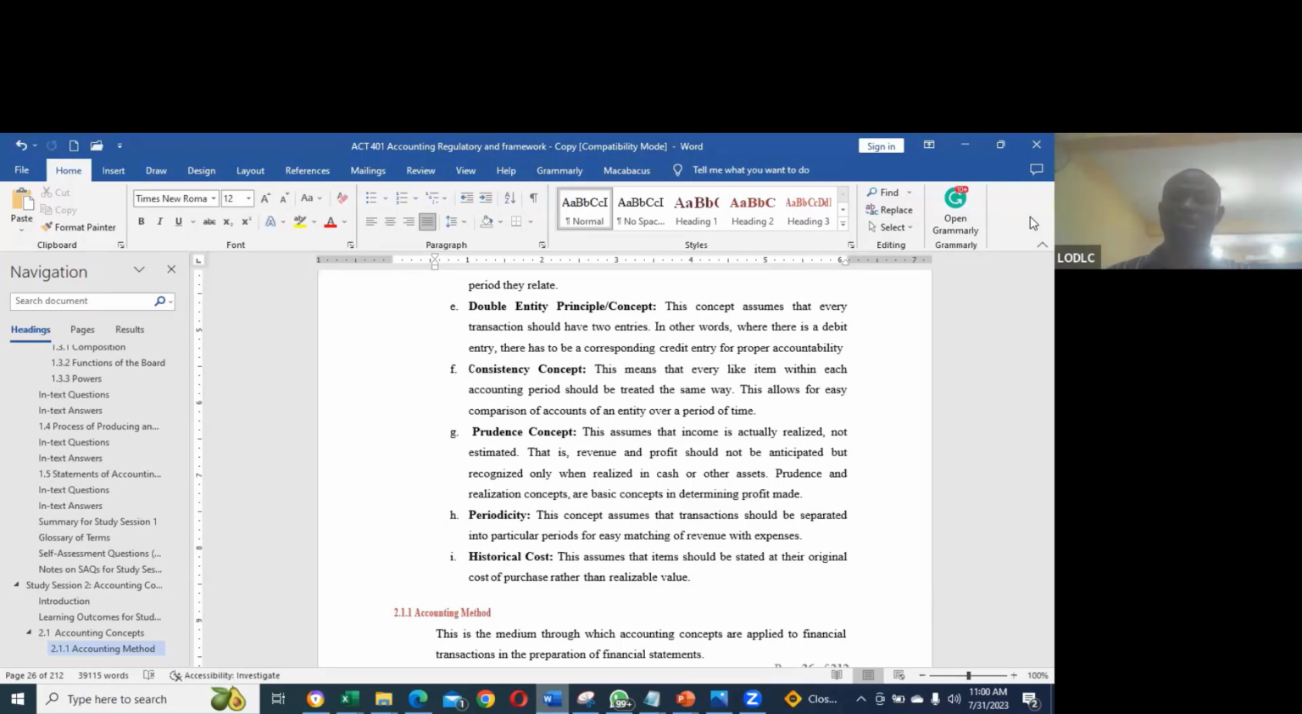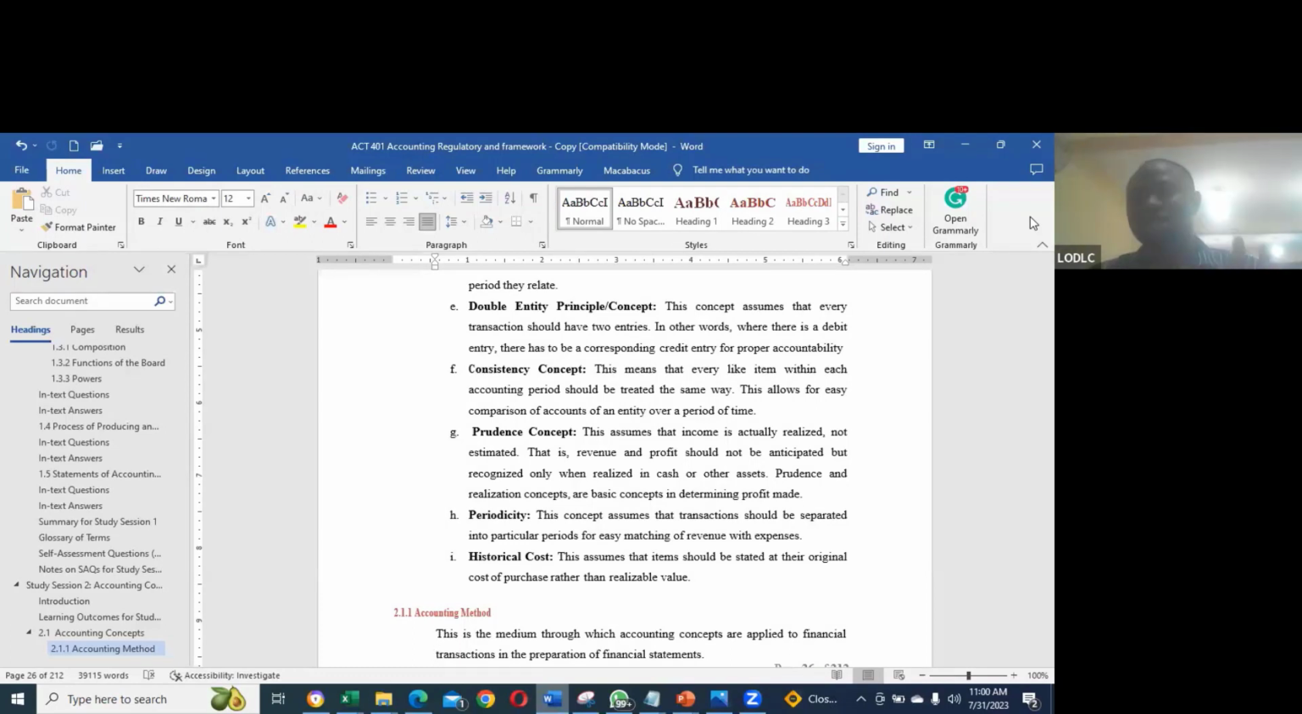This concept assumes that transactions should be separated into a particular period for easy matching of revenue with expenses. So that is why every accounting period is usually a year. Do you understand? So then we have the historical cost concept. This assumes that items should be stated at their original cost of purchase rather than realizable value. When you buy an asset now, you have to state that particular asset at the original cost. That original cost is referred to as historical cost.